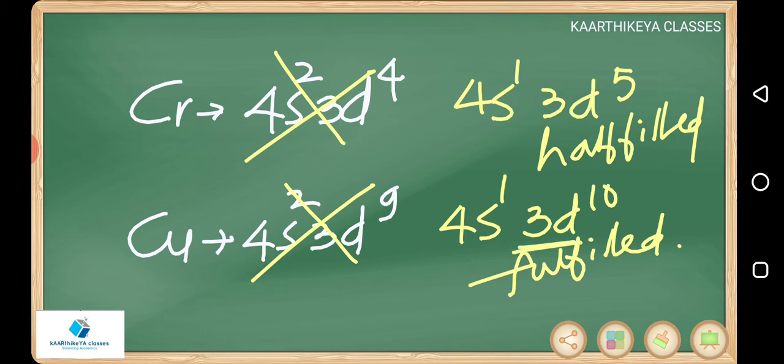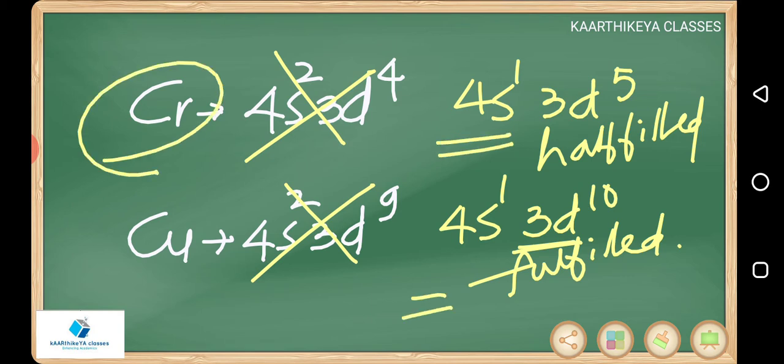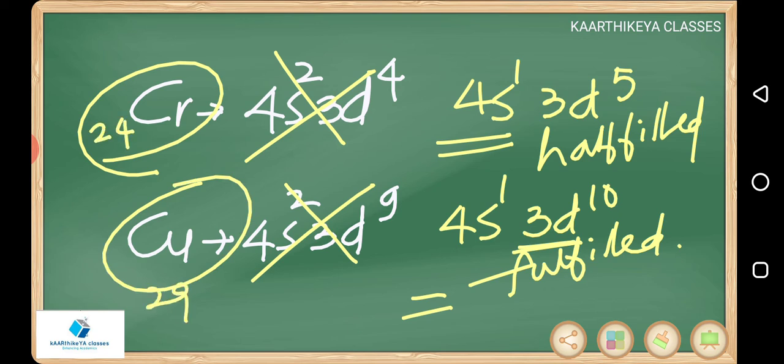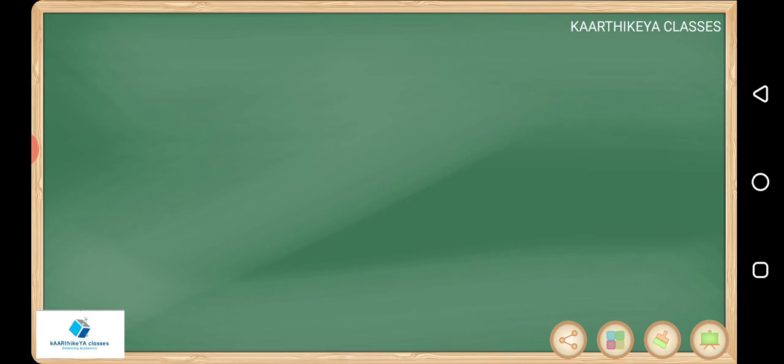So whenever half filled or full filled possibilities are there, definitely they will go for this kind of exception. So chromium is an exception, copper is an exception, atomic number 24, atomic number 29. Just have a look at such exceptions. I will give you all the exception cases where the important electronic exceptions are there. Why are these exceptions taking place?